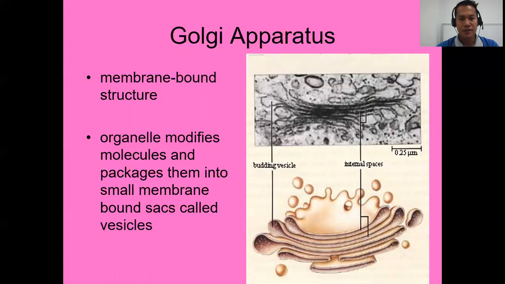Golgi apparatus. The Golgi apparatus is the packaging center. So if we have a factory, and there is a packaging department, our cell actually has the packaging department as well, and that is the Golgi apparatus.